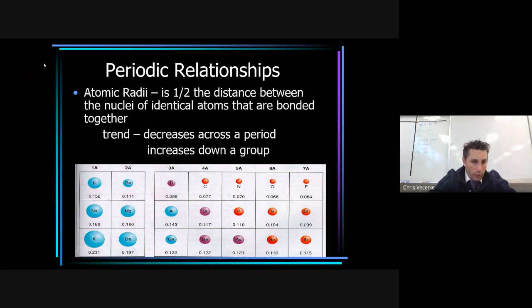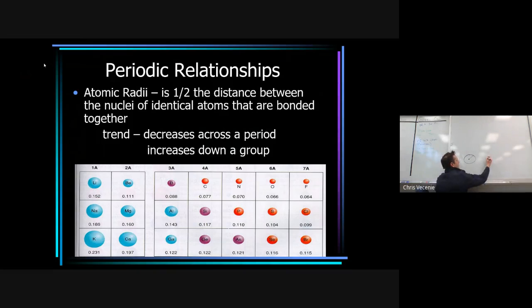Atomic radii, or the radius if we're talking singular, technically is half the distance between the nuclei of two identical atoms. So if I'm going to measure the size of an atom, you could think of it as like a circle, and we're trying to measure from the nucleus to the edge of the electron cloud. But that's a difficult task because the edge of the electron cloud is not really easy to detect because the electrons are moving around all the time.